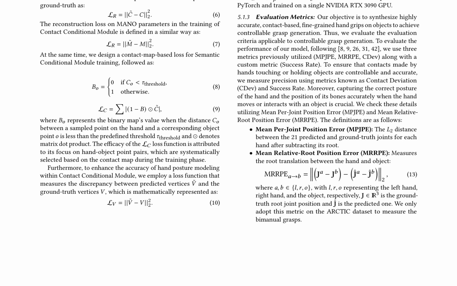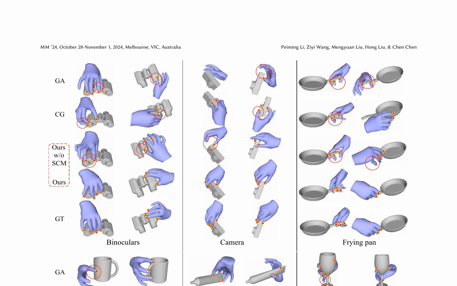The training loss for the Semantic Conditional Module is a weighted sum of L_R and L_C, while the training loss for the Contact Conditional Module is a weighted sum of L_R, L_V, and L_TGC. The ClickDiff model is trained on the Grab and Arctic datasets, with object features extracted using PointNet and optimized using the Adam Optimizer. The model is evaluated using 4 metrics: mean per joint position error, MPJPE, mean relative root position error, MRRPE, contact deviation, CDEV, and success rate.